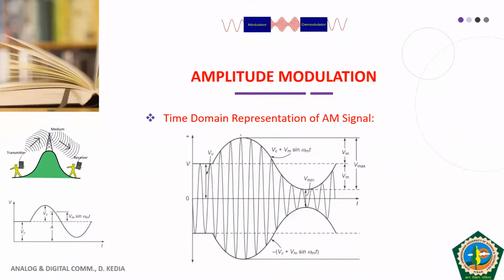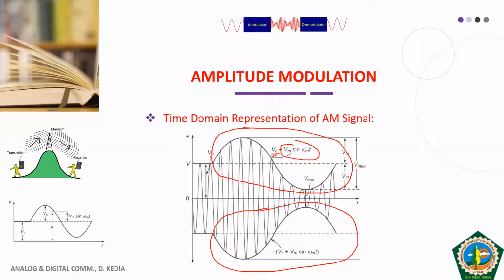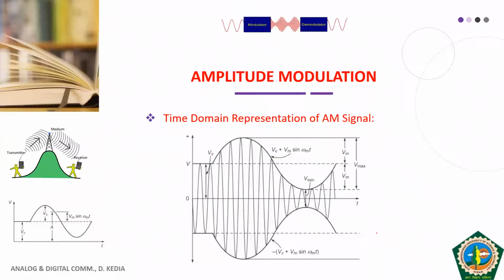If you add the carrier VC to the instantaneous value of the modulating signal, your signal will be shifted upwards in amplitude, and this is the mirror image. What will be its peak? The positive peak of the AM signal will be V max, and this is the minimum signal, that is V min. If you look at this carefully, you will be able to observe many other things also. So this is your time domain representation.